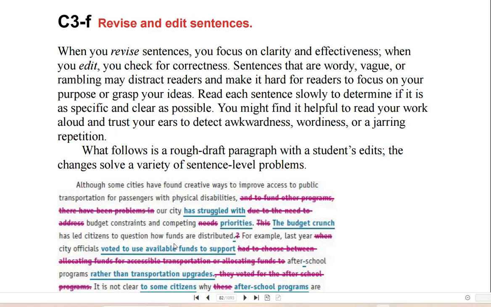Sentences that are wordy, vague, or rambling may distract readers and make it hard for readers to focus on your purpose or grasp your ideas. Read each sentence slowly to determine if it is as specific and clear as possible. You might find it helpful to read your work aloud and trust your ears to detect awkwardness, wordiness, or jarring repetition.